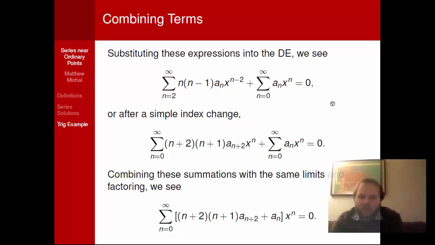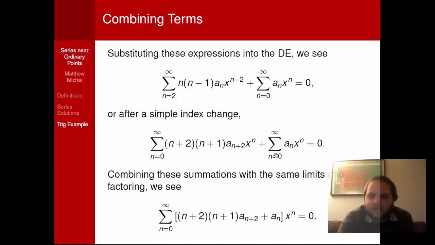Well, simple index changes among friends aside, we can get a sum plus another sum. Now, we like this because we have an x to the n minus 2 and x to the n before, and now we just have x to the n's. So make your index changes always, so I go from x to the n minus 2 to x to the n. It's much simpler that way.